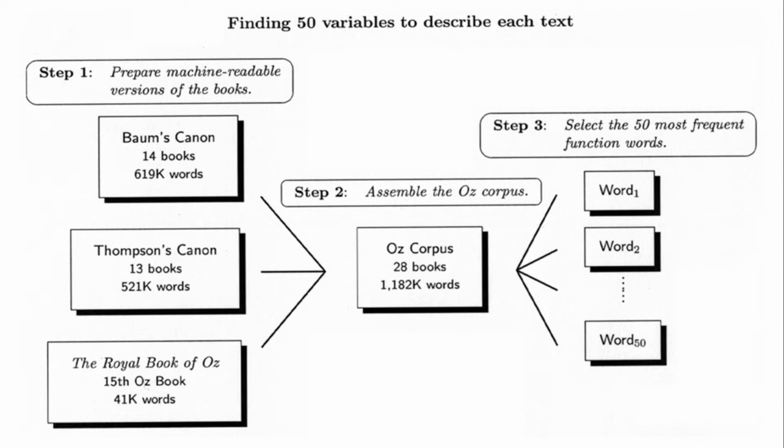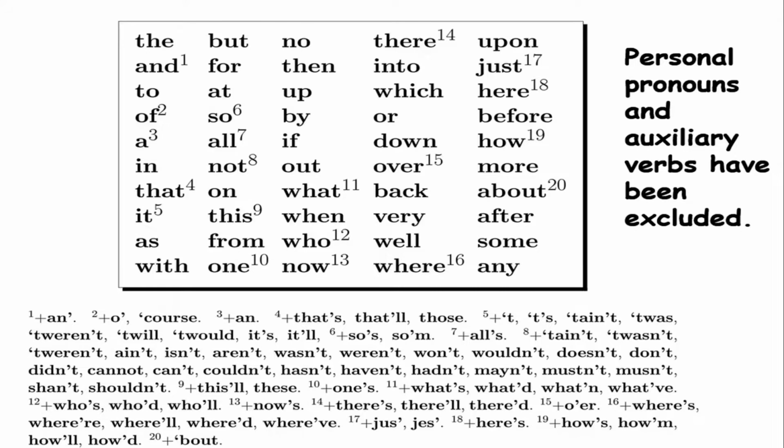There's one complication. Not all of Thompson's books were in the public domain at the time. So, out of the 33 Oz books, only 28 were included in the analysis. These are the 50 function words we're using to represent each book. Not surprisingly, "the" shows up the most, followed by words like "and," "to," and "of."